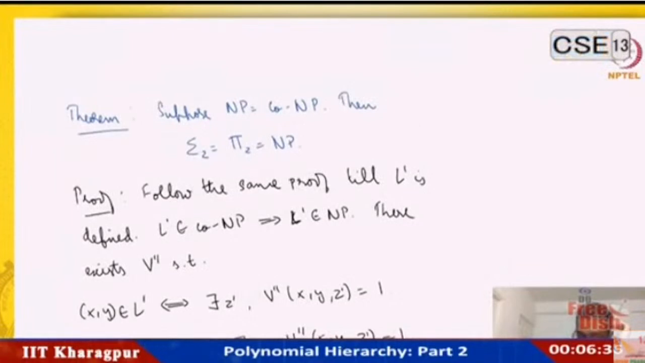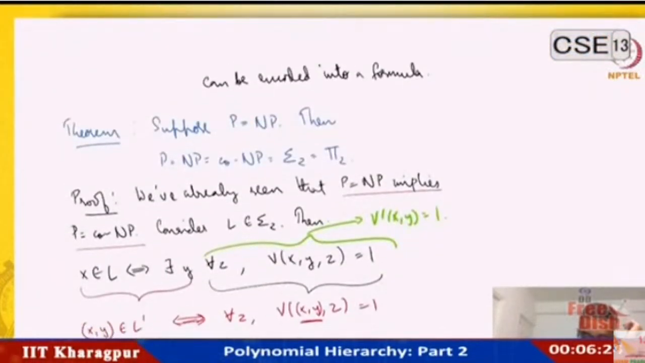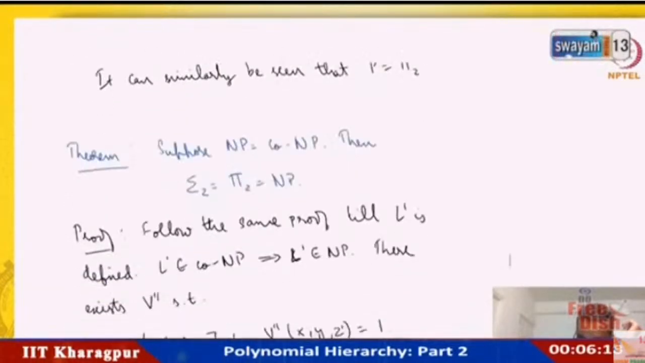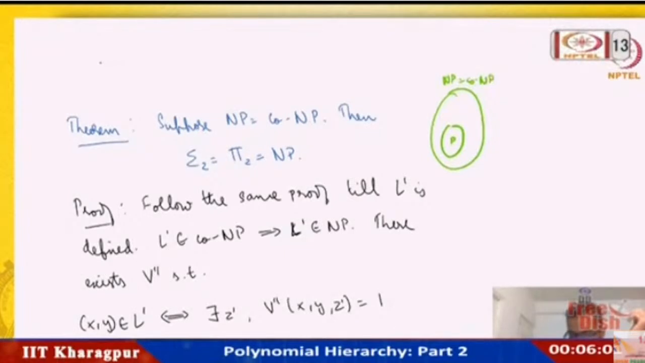And another result which is very similar, which I will not go through in detail, but I'll just tell the statement. Here we said that if P equal to NP, then everything, sigma 2, pi 2, co-NP, all of them become equal to P. Now let us say NP is equal to co-NP. I don't say anything about P being equal to NP or not. So it could be something like this. This is P, and this could be NP as well as co-NP. Now in such a case, sigma 2 will be equal to NP, and pi 2 will also be equal to NP.